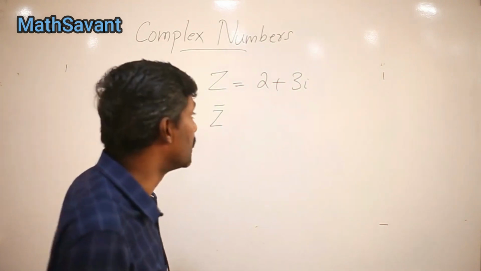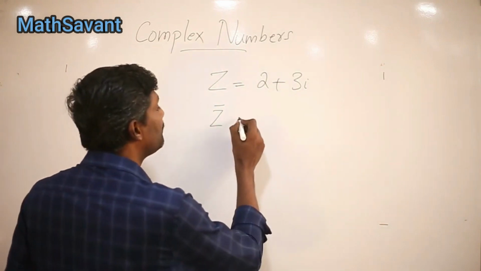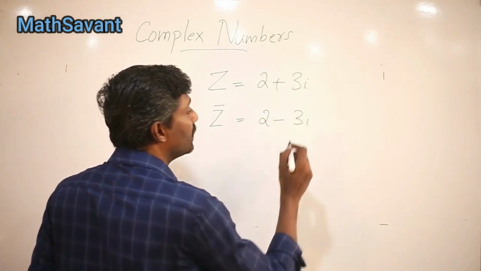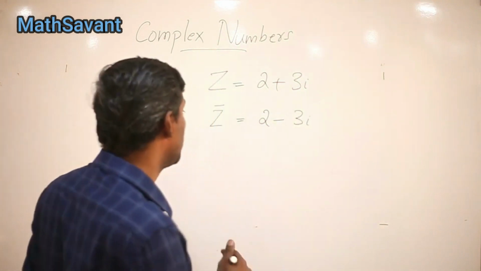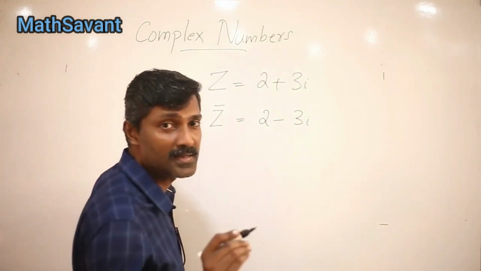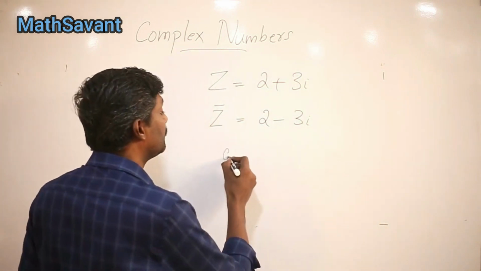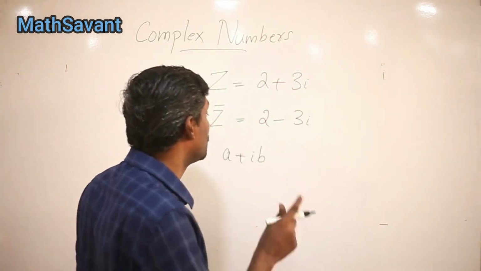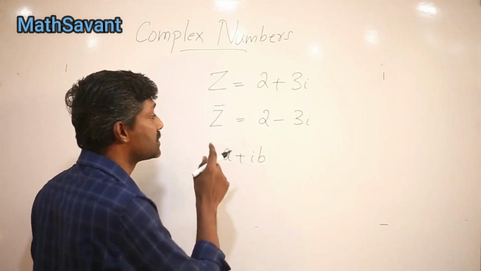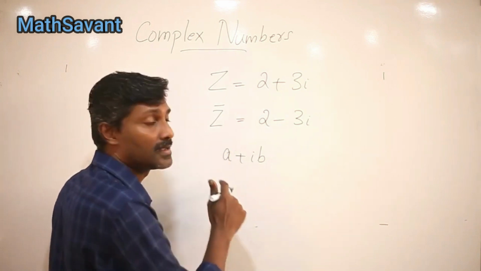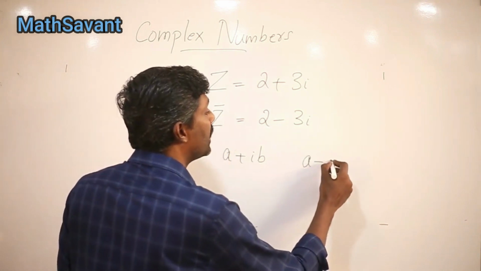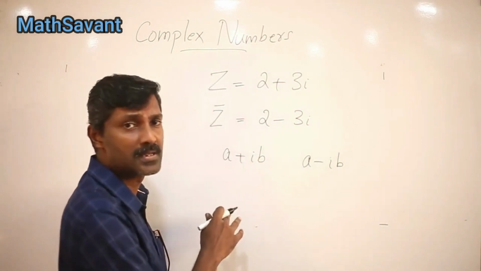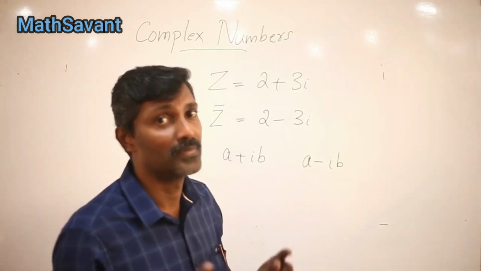Now what is the conjugate? What do you mean by a conjugate? It is very simple. It is nothing but 2 minus 3i. So generally speaking, for every complex number z is equal to a plus ib, if a plus ib is the given complex number, then the conjugate of z is denoted by z bar is equal to a minus ib. Just change the plus to minus or the minus to plus, and you get the conjugate of z.